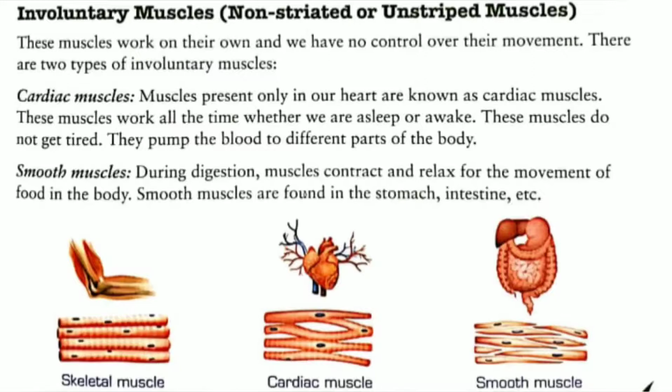The second type of involuntary muscles is called smooth muscles. During digestion, muscles contract and relax for the movement of food in the body. In this type of work, smooth muscles help our body. Smooth muscles are found in the stomach, intestine, etc.